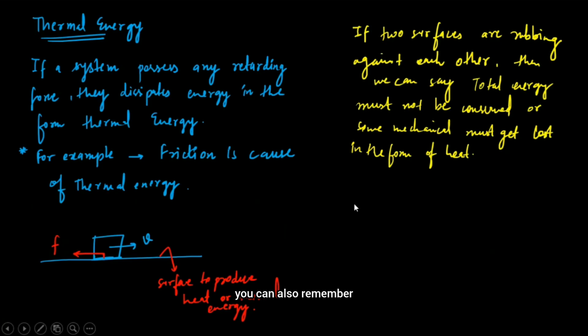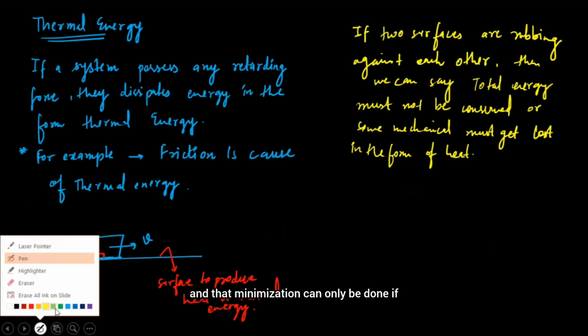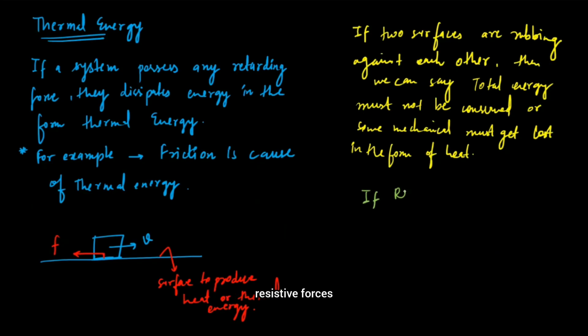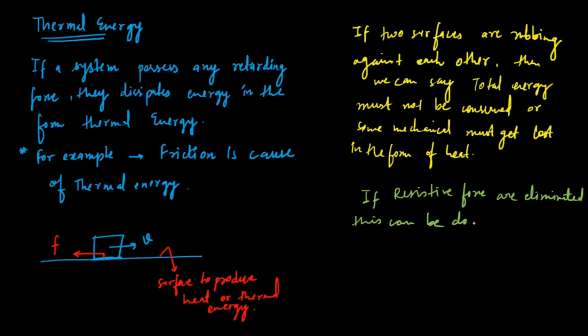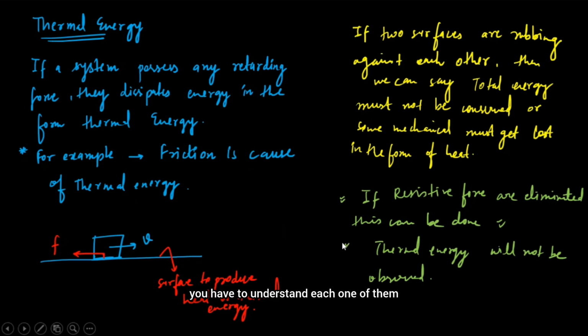To visualize it, remember that whenever you are driving a car or vehicle, after a certain period of time, the car heats up. Why does it heat up? Because there are many resistive forces present in the car's system which convert some of its energy into thermal energy. That thermal energy is something we always want to minimize, and that minimization can only be done if resistive forces are eliminated. If resistive forces are eliminated, thermal energy will not be observed. Quite simple things, but you have to understand each one of them.